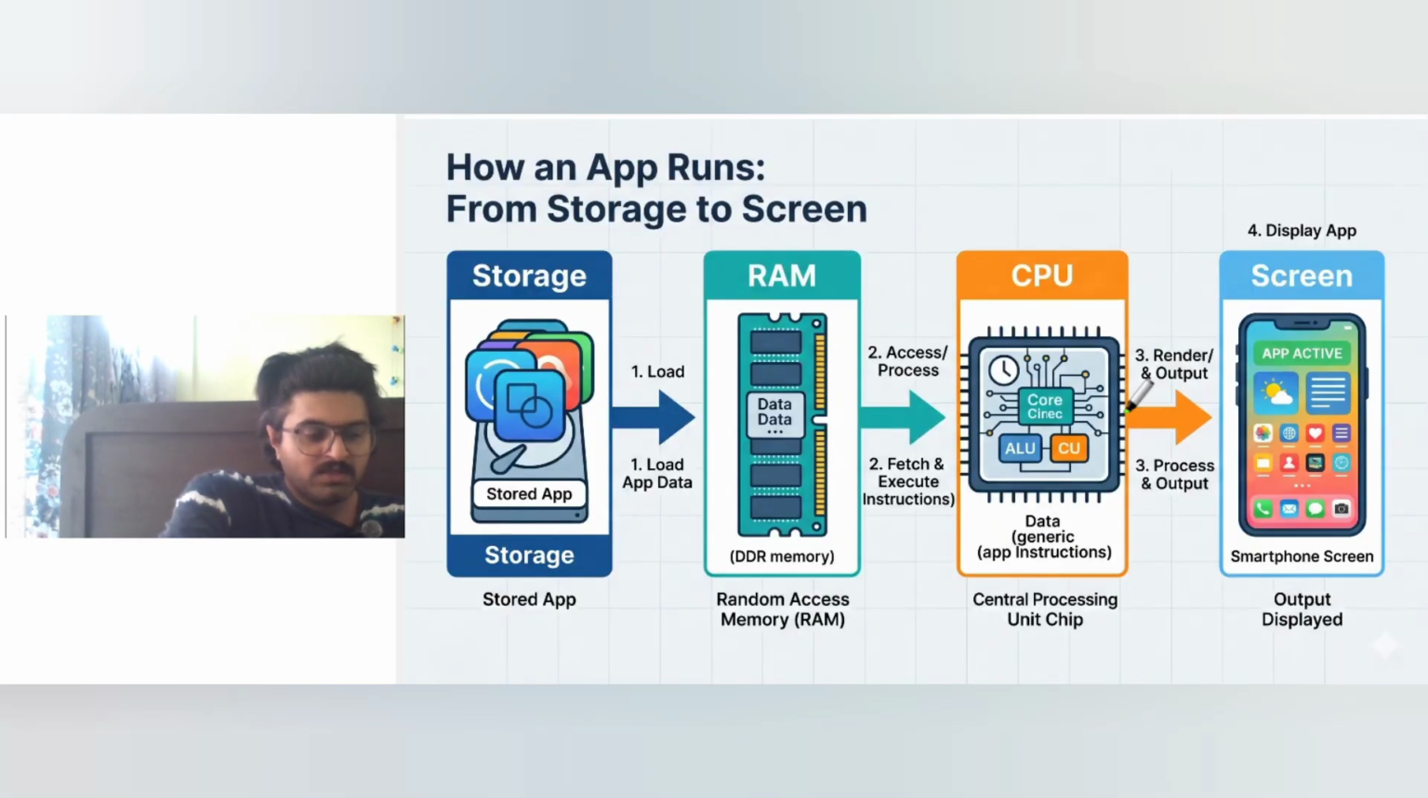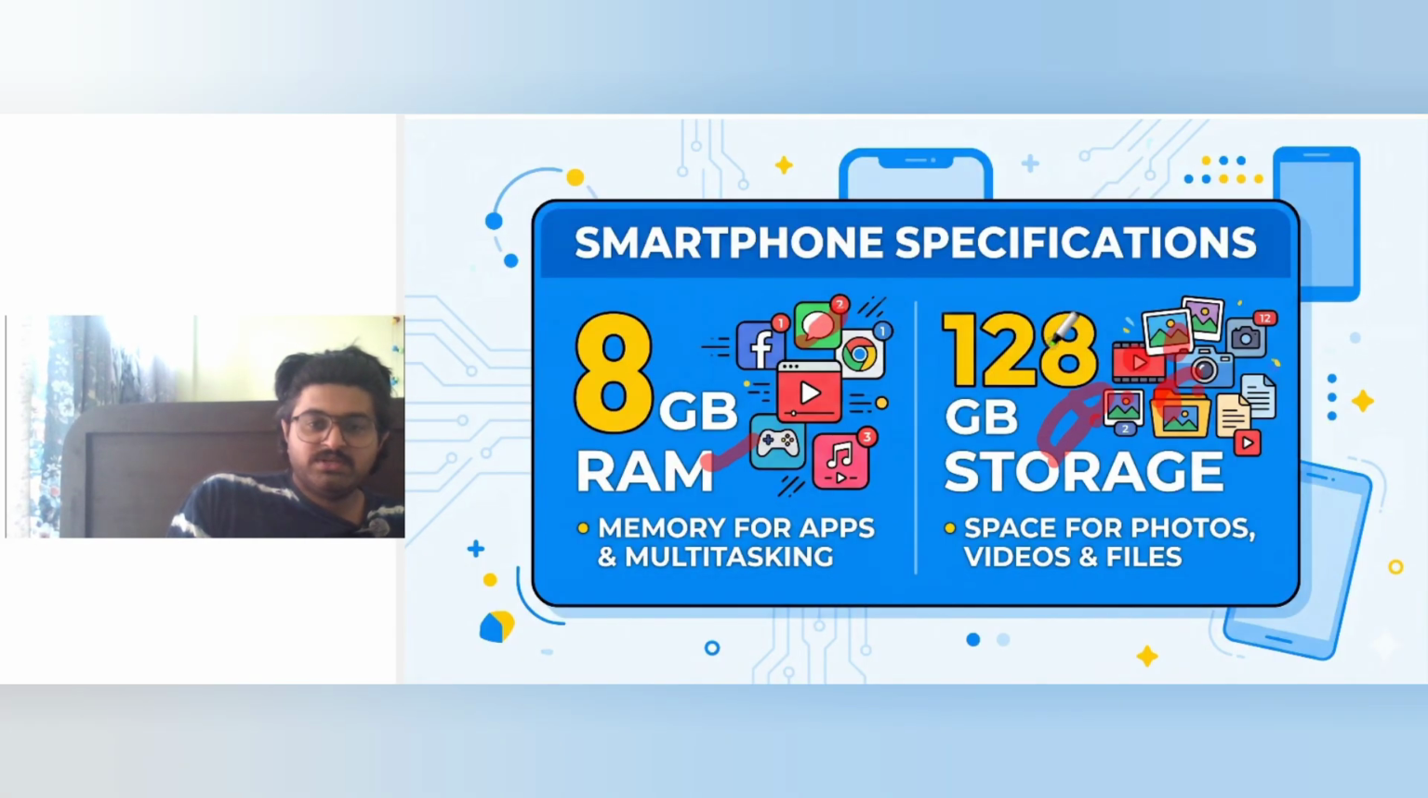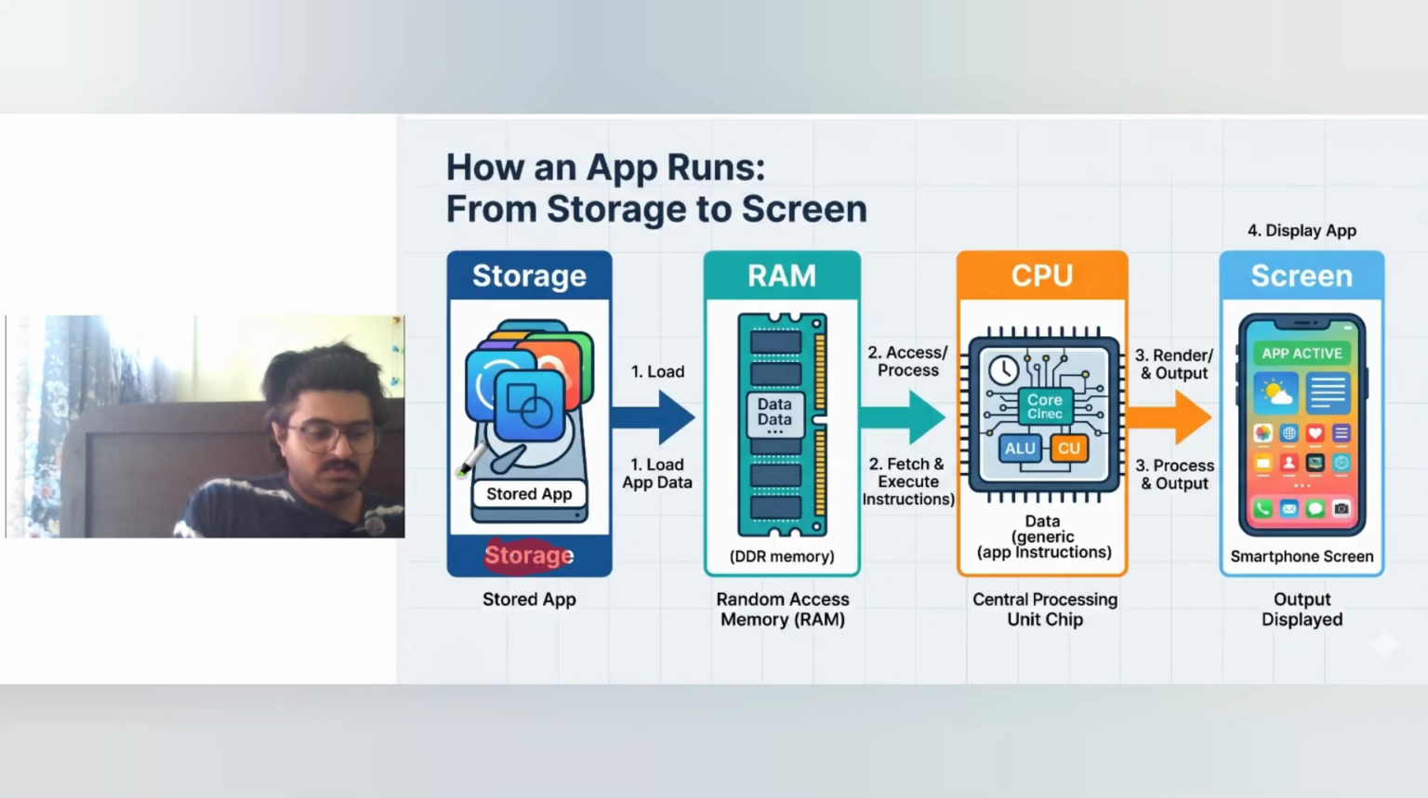Now let us see what happens when you open an application. Suppose Instagram is installed in your phone. The Instagram app is saved in the storage. As shown here, it's stored in the storage. When you tap on the icon, maybe double tap, your phone takes the needed parts of the app from storage and loads it into the RAM.